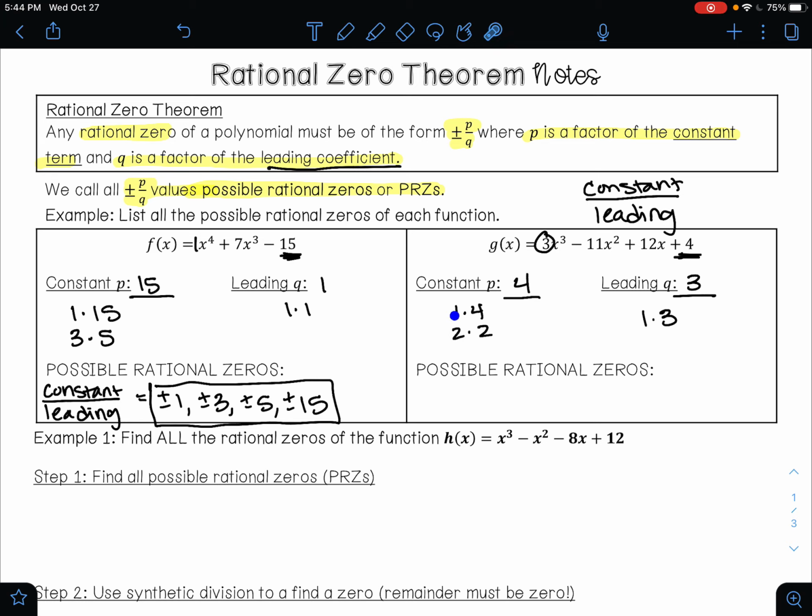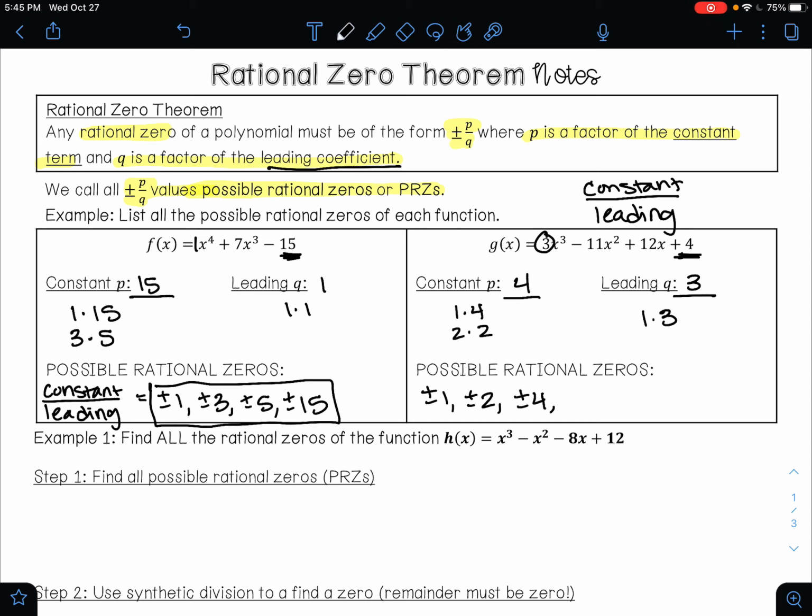So I'm going to do all of these divided by 1, and then I'm going to do all of these divided by 3. So 1 divided by 1 is plus or minus 1. 2 divided by 1 is 2. 2 divided by 1 is 2, we already have that. 4 divided by 1 is 4.